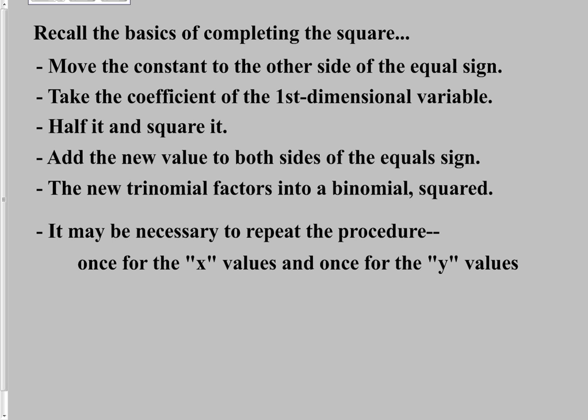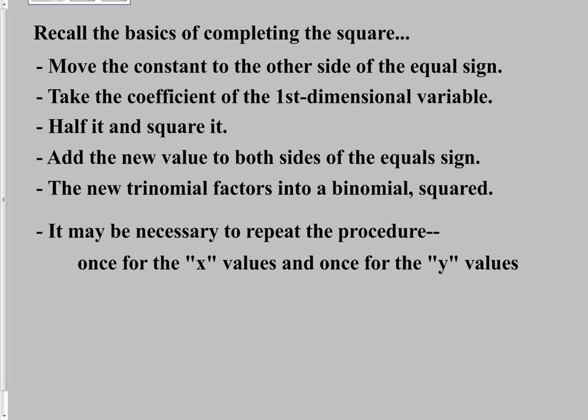To complete the square, we take that number, we half it, we square it. Whatever value that turns out being, we're going to add that value to both sides of the equal sign. This new trinomial that you have built with your variable is going to be able to factor into a binomial squared.